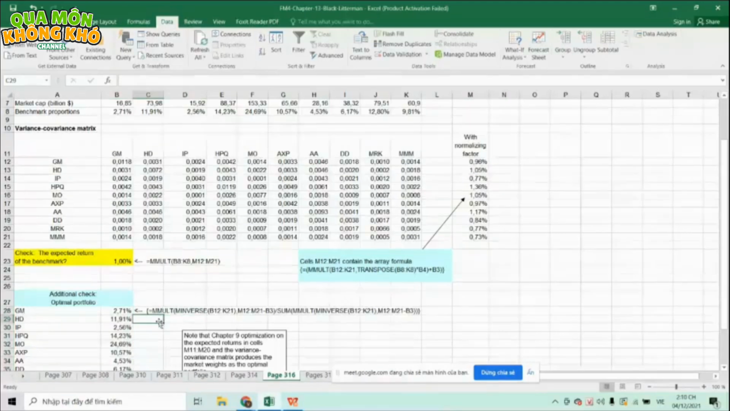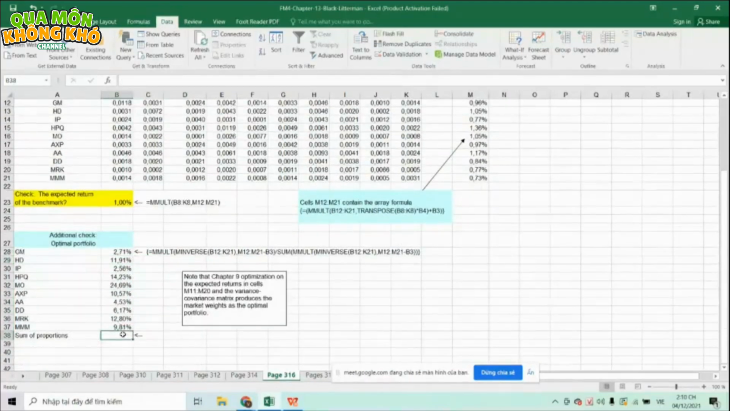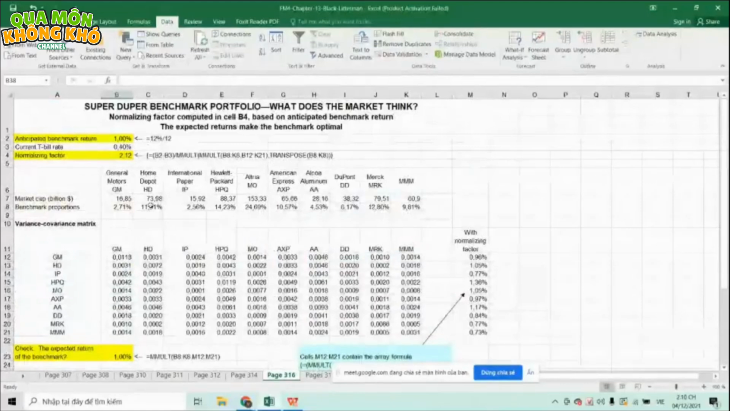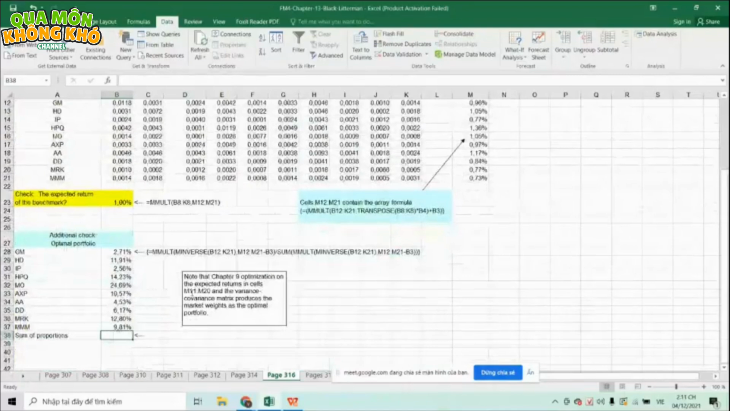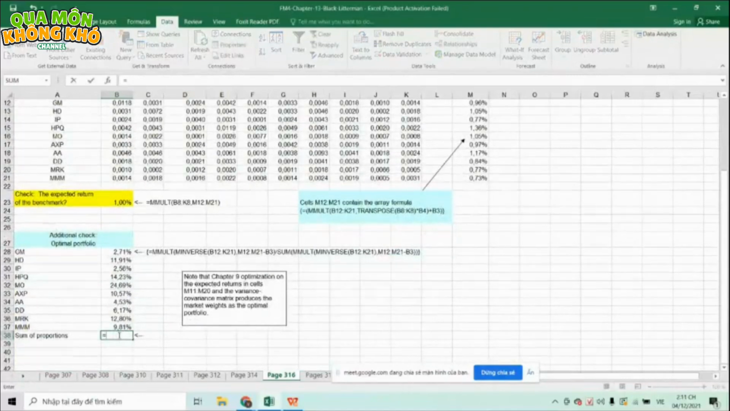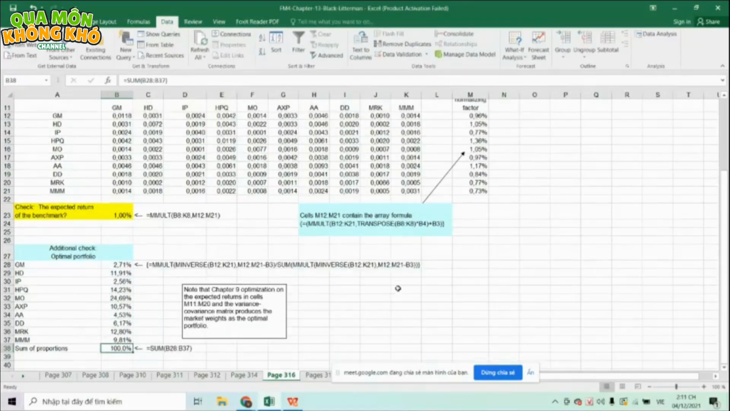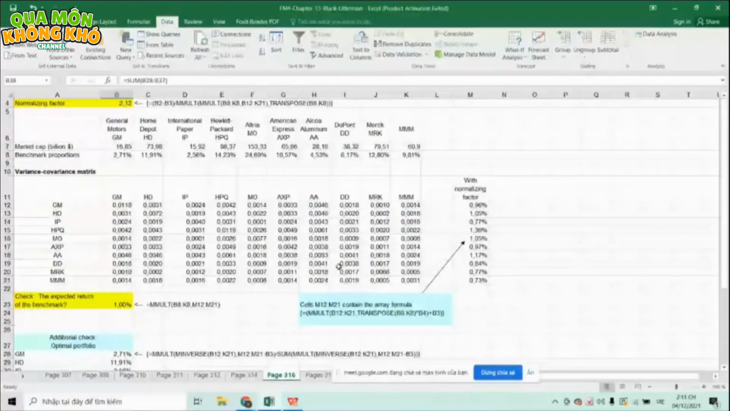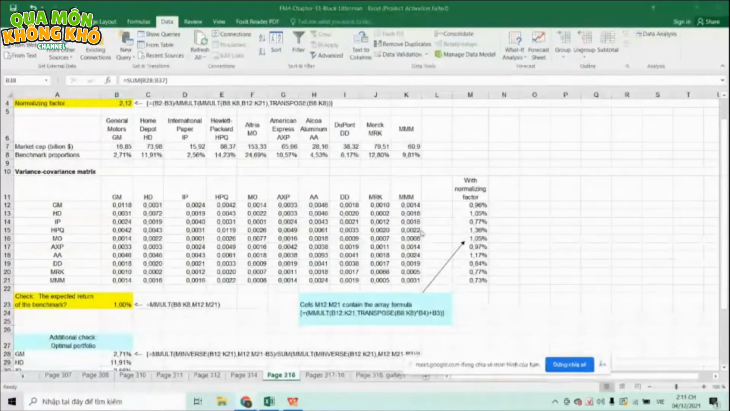So here you see the range here is also equal to the benchmark proportions, right? So it does. And of course, the sum of proportions we will want to represent. So this is the end of my part, and also step one of the Black-Litterman method.